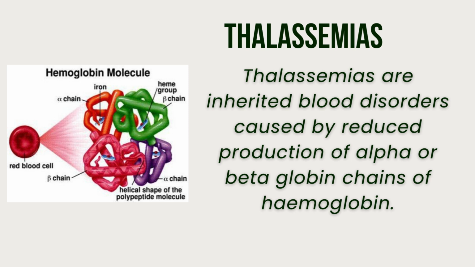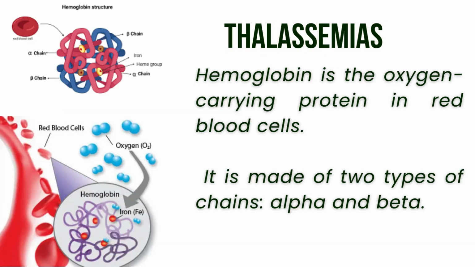Thalassemias are inherited blood disorders caused by reduced production of alpha or beta-globin chains of hemoglobin. Hemoglobin is the oxygen-carrying protein in red blood cells. It is made of two types of chains, alpha and beta.